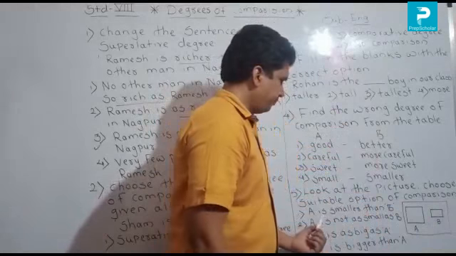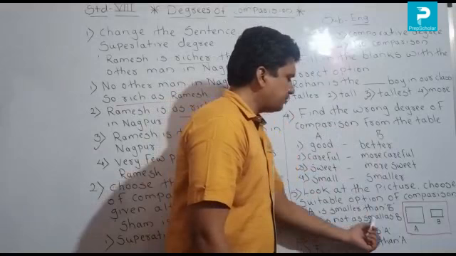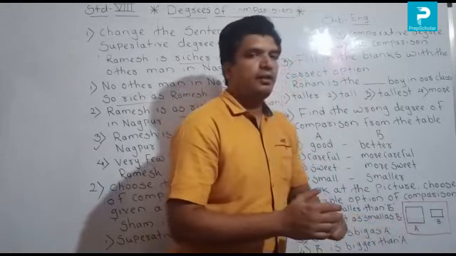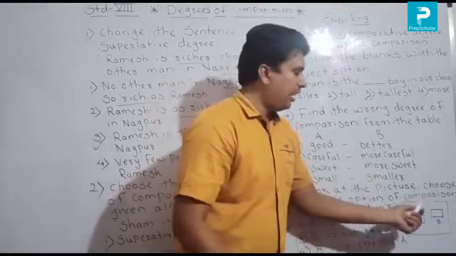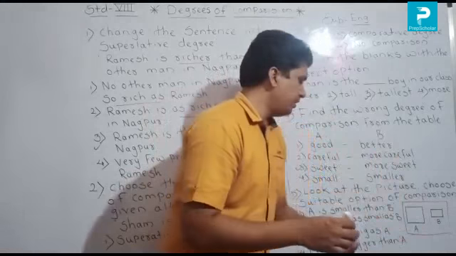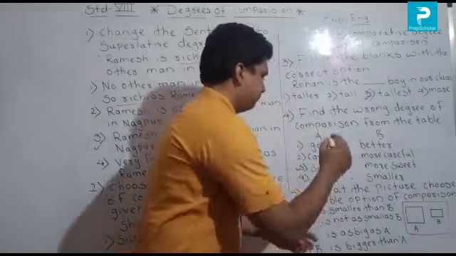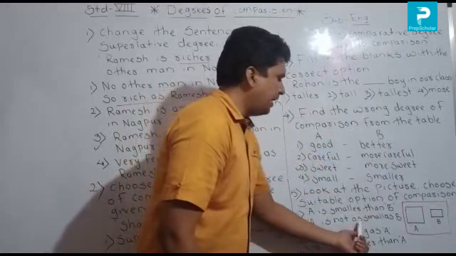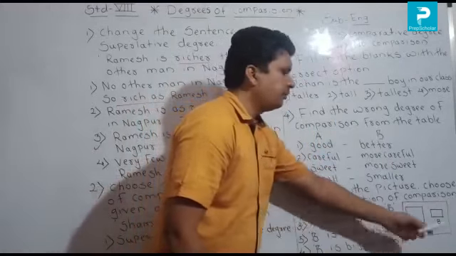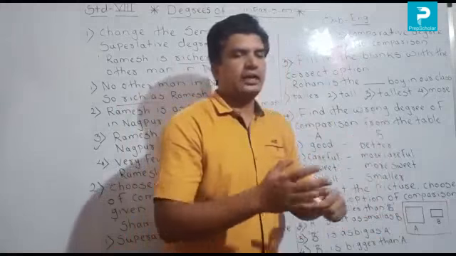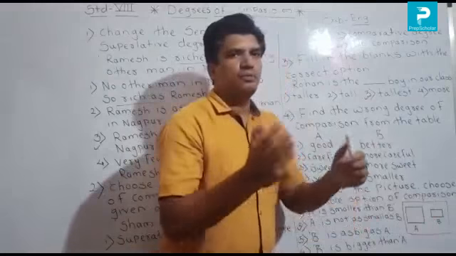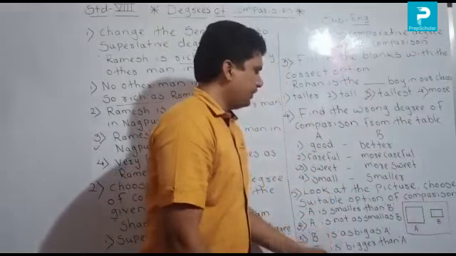So look here, A is not as small as B. म्हणजे A हा B सारखा नाही, म्हणजे A हा B पेक्षा मोठा आहे. So option number 2 is correct here. A is not as small as B, म्हणजे A हा B सारखा स्मॉल नाही. त्याचा अर्थ काय झालं? A हा B पेक्षा मोठा आहे. So option number 2 is correct here.